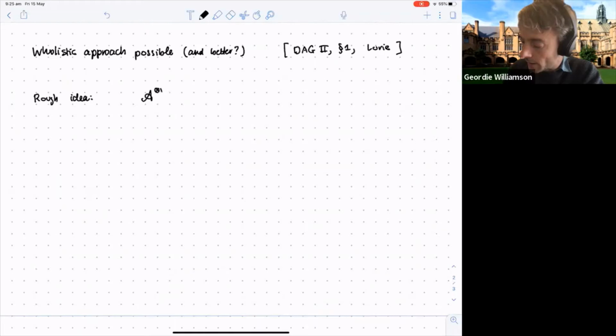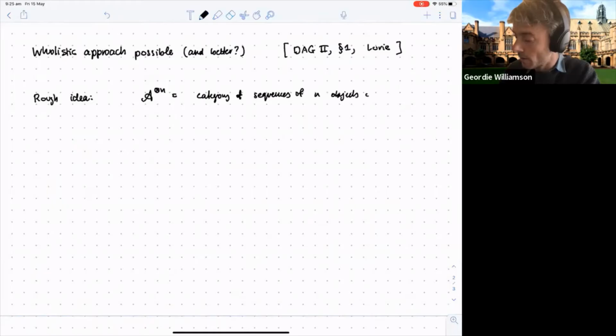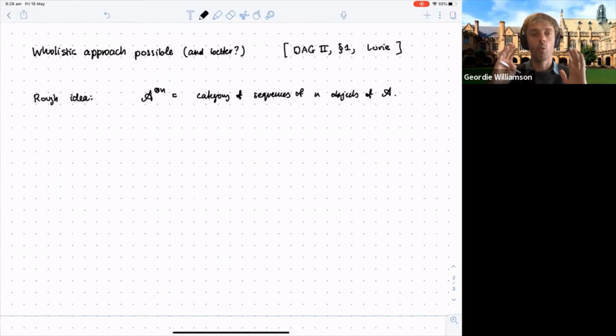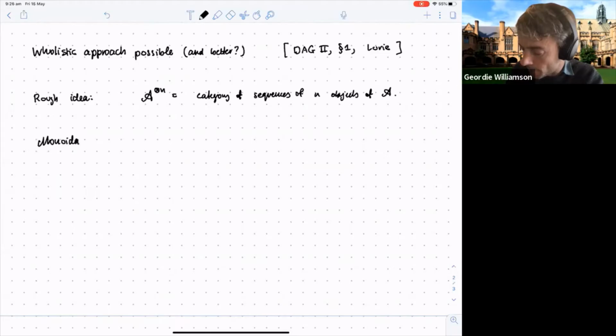And what is the rough idea? Is that we consider A tensor N, which is the category of sequences of N objects of A. Now, what we want to formalize is what I said before, that we want a way to tensor any number of objects. So we want a functor that takes in any number of objects and spits out their tensor product. But now we want a whole host of compatibilities. And in order to formalize that whole host of compatibilities, we need to be able to take any number of objects and tensor any subset of them.